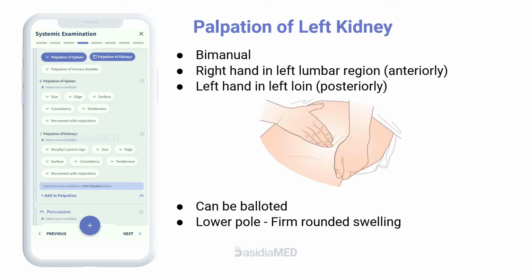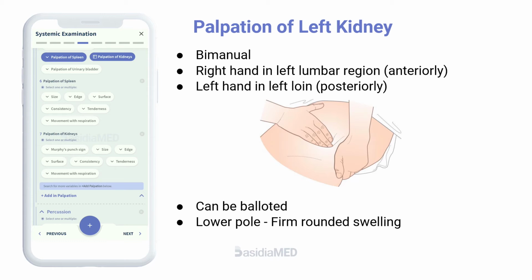Palpation of kidneys. The bimanual technique is used to palpate the kidneys. Palpation of the left kidney. Place your right hand anterior in the left lumbar region of the patient. Place your left hand posteriorly in the left loin. Ask the patient to take a deep breath in, press the left hand forward, and lift the right hand upward and inward. The left kidney is not usually palpable unless either low in position or enlarged.